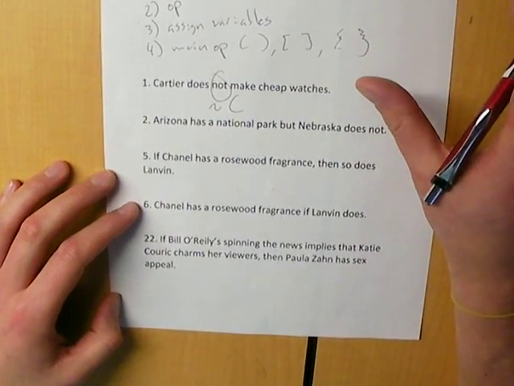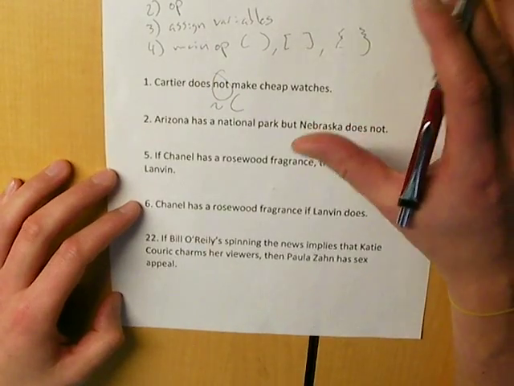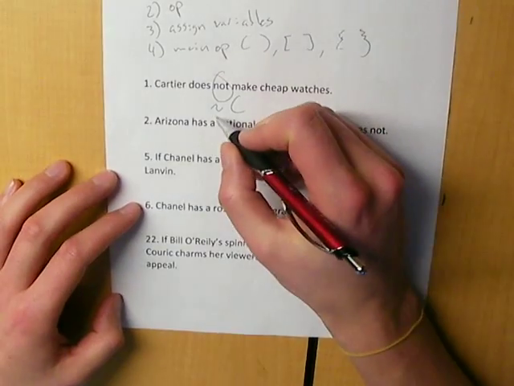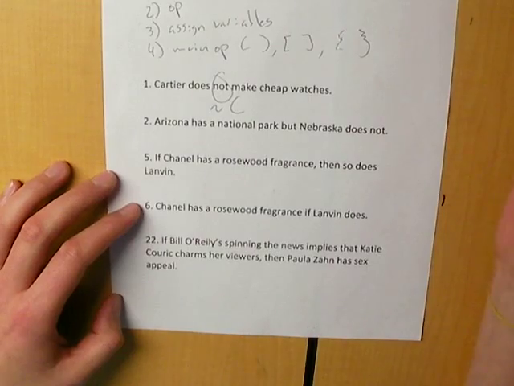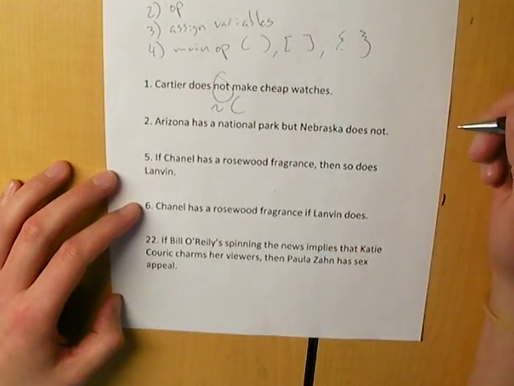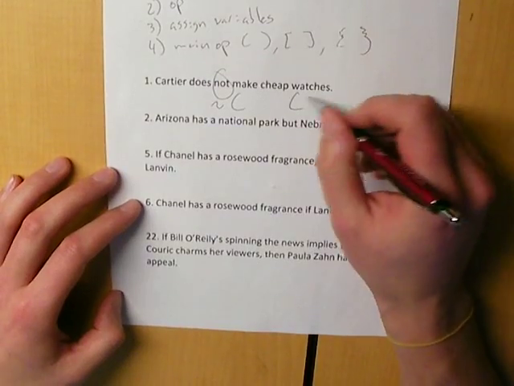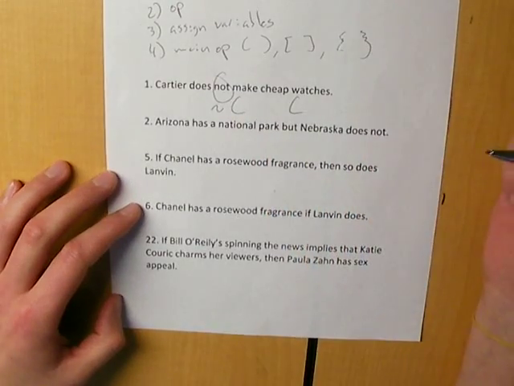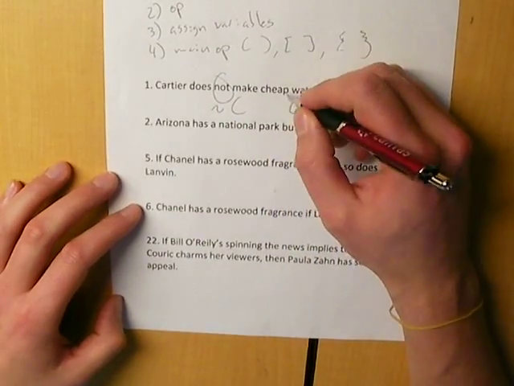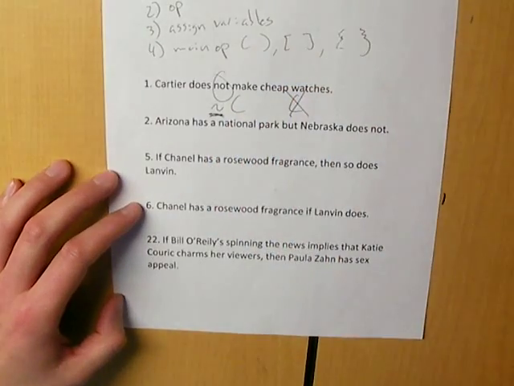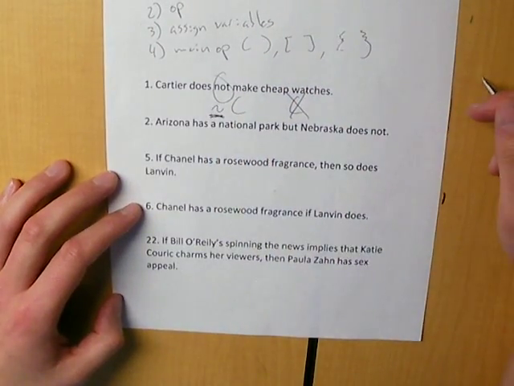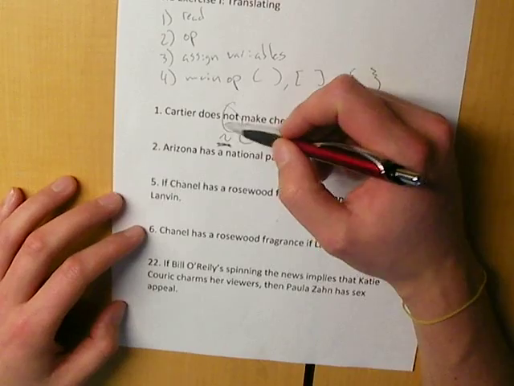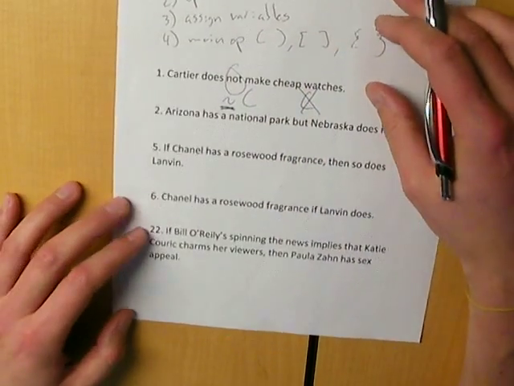Now, a quick little side note here, and hopefully this doesn't confuse anybody. If you find this to be confusing, go ahead and skip ahead. The tilde can't be embedded into the definition of a variable. So I couldn't translate 1 as being C, where C means Cartier does not make cheap watches. Again, the tilde can't be embedded into the definition of a variable. It's got to be expressed symbolically, and the symbol used, again, obviously, is the tilde. So that's a real basic one. Here, of course, we don't have to worry about identifying the main op correctly. There's only one there. The main operator would be the tilde.